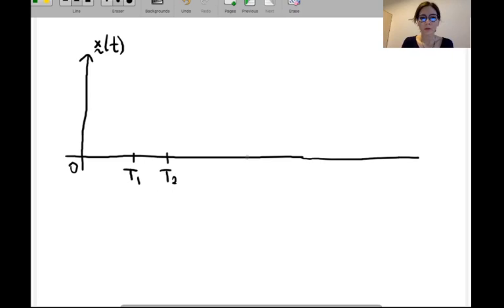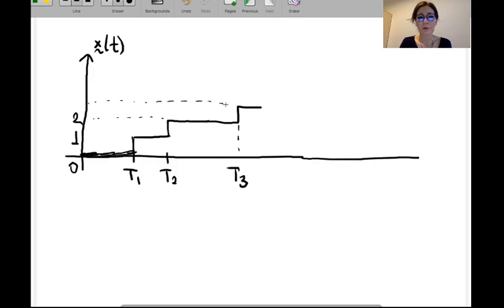Maybe another one will occur here. I'm counting how many arrivals I have obtained so far. Between 0 and T1, I had no arrivals. Then at T1, one person arrived, so I got 1. The value of my process increased to 1. Then at T2, another person arrived, so I got 2. And it goes on and on like that. Maybe some third person arrived here, at T3, so the total number of arrivals became 3. Then it goes on like this, with some T4, some T5, and so on.